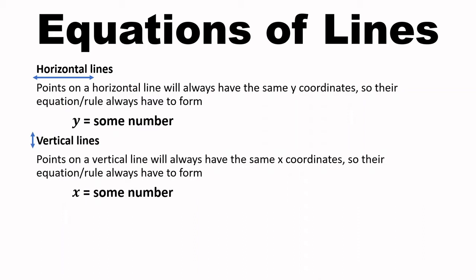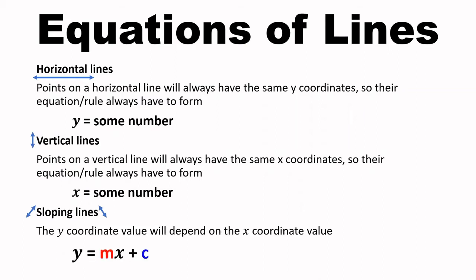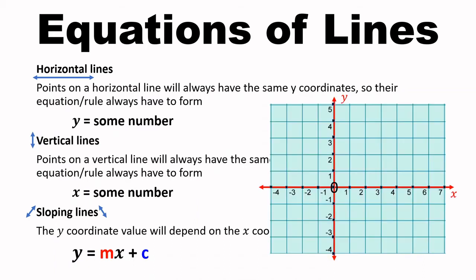We didn't spend too long looking at sloping lines, so we're really going to focus on those ones today. For sloping lines, what we did learn was that the y-coordinate value will depend on the x-coordinate value. So neither of these values are always the same number. You should hopefully already have these 3 points written down, but if not, take the time to write them down now before we go on to looking at some examples.